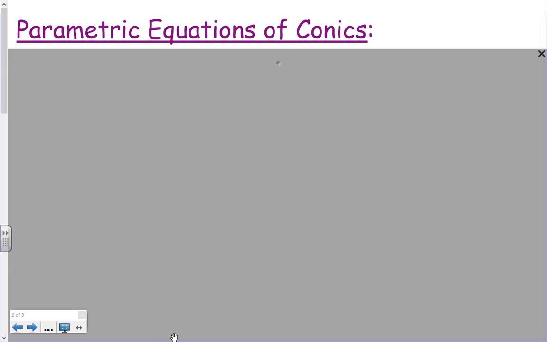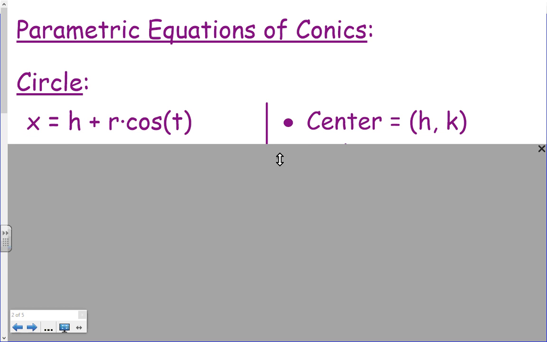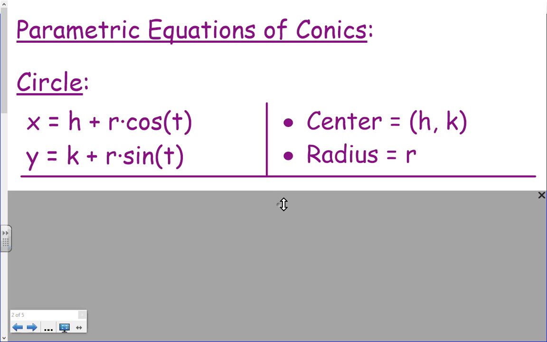All right, let's take a look at the circle to start off with. Again, with a parametric equation, remember you got an x and a y here. So I've got x is equal to h plus r cosine of t, and y is equal to k plus r sine of t. So that is the parametric equation for a circle. The h and the k represent the center, and the radius is r in that equation. So x equals h plus r cosine of t, and y equals k plus r sine of t.